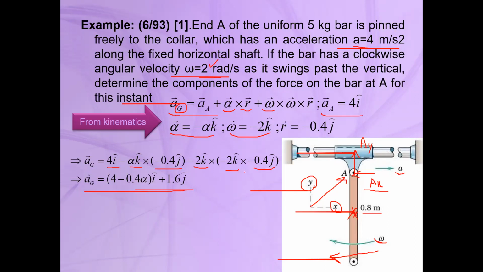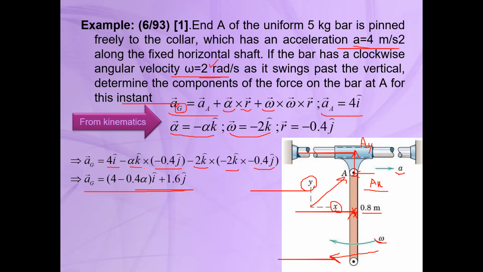Now we can substitute this term. Here we have k cross j, k cross j is minus i. k cross i, which is j. Again, here we have k cross j, which is minus i. So we can substitute and simplify, and finally, we will have the acceleration of mass center.